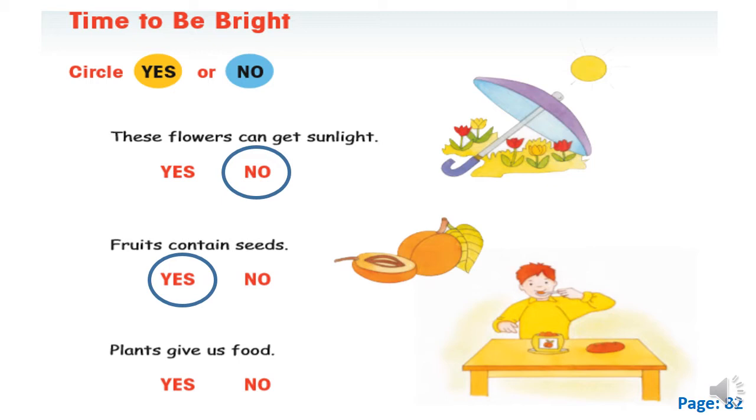The next: plants give us food. Yes or no? For example, I eat ketchup. Ketchup comes from tomato. Excellent. For example, I eat bread. Also, bread comes from flour, and the flour comes from the wheat plant. Excellent, guys. So, do plants give us food? Yes, sure. So plants give us food. Good, guys.